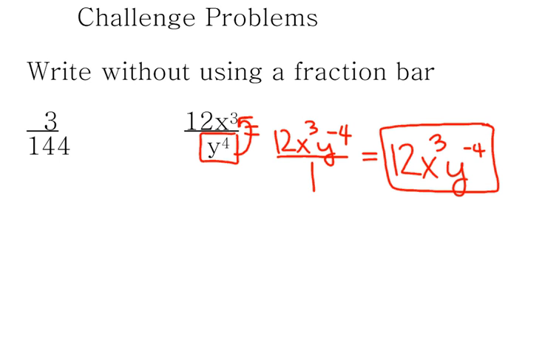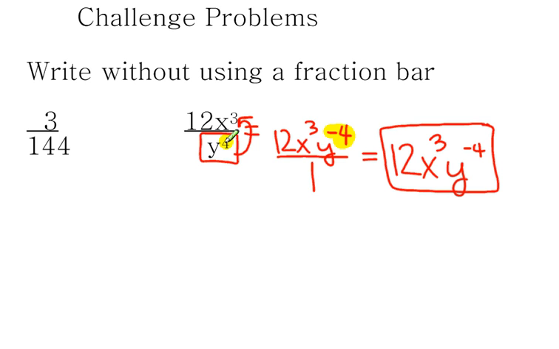So again, if I move something from one location to the other, I'm moving it to the opposite location. That means that the exponent will have the opposite sign. It was on the bottom and it was positive. The opposite of that would be to be on the top and to be negative.